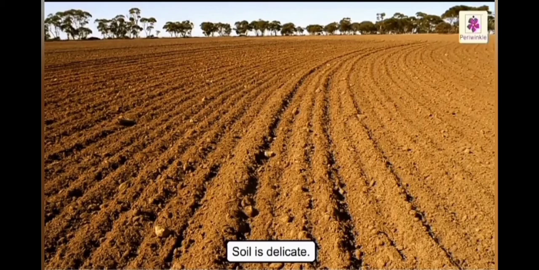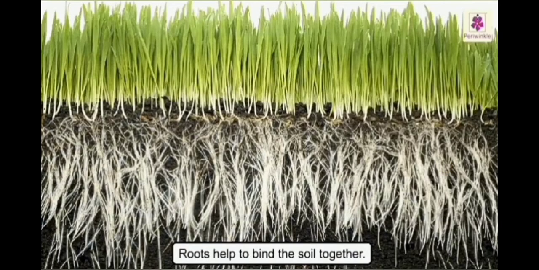Flowing water can easily wash away a lot of topsoil. So dams should be built across the rivers. Okay, these are the 3 ways which we can follow to conserve the soil.